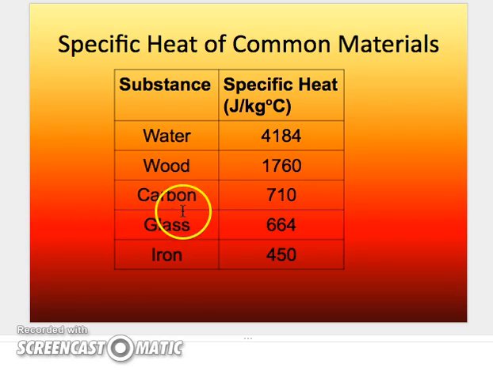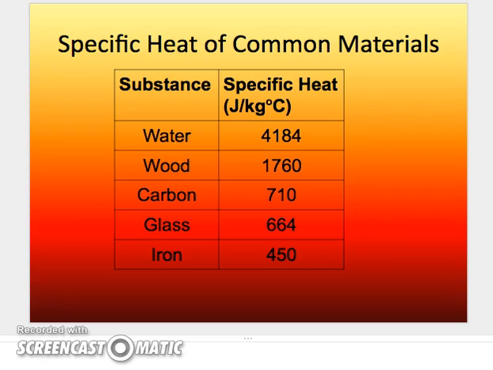Carbon, this is the stuff that you're writing with in your notebook if you're using pencil. Carbon has a specific heat of 710. Glass has a specific heat of 664 joules per kilogram degrees Celsius. And iron, being a metal, has the lowest specific heat of 450, which makes sense because iron is a really good conductor. It's not going to hold on to that heat. So these are just some common specific heats to help you get your mind wrapped around this idea.